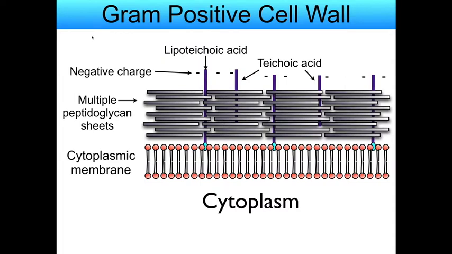So here's a cartoon of a gram-positive cell wall that I drew. Notice there's multiple peptidoglycan sheets. Gram-positive cells can have up to 50 different sheets. But I also have breaks in these sheets. Why? Because as the cell divides and grows, it has to keep reforming this peptidoglycan layer.